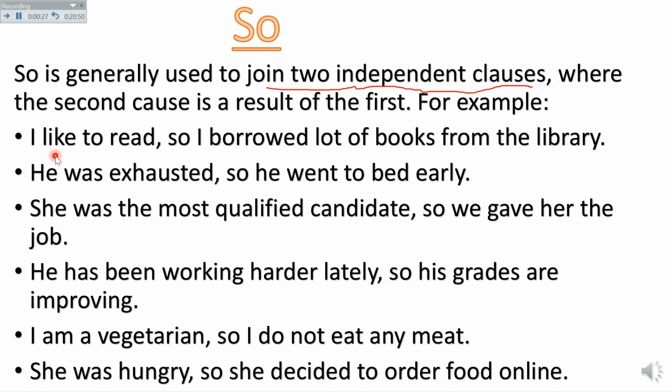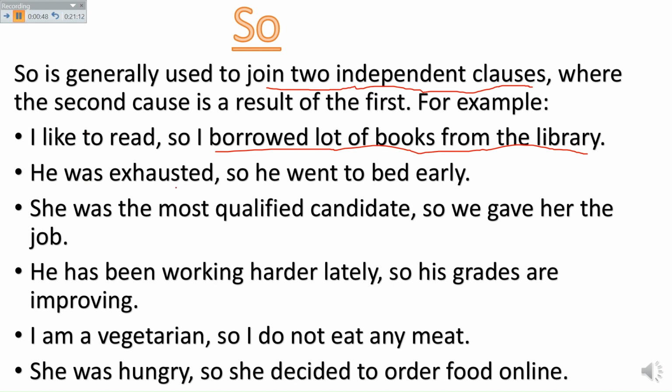For example, I like to read, so I borrowed a lot of books from the library. So this clause is giving the reason. Okay, let me pull out the pointer, the pen. So I borrowed the book. Why did I borrow the book? Because I like to read. So this is the result. This clause is the result of this clause.